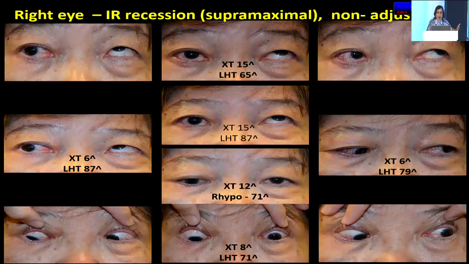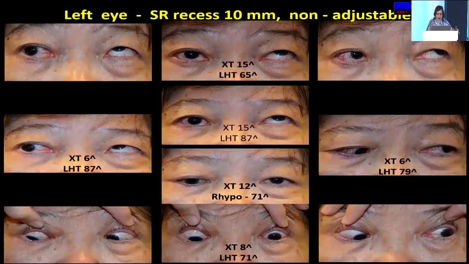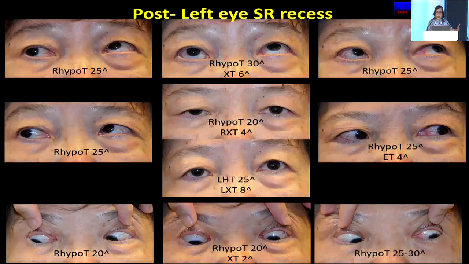Subsequently, the hypotropia went from 100 plus prisms to 70 prisms. Excyclotorsion improved, as you can see, even in the fundus photos and on measurements. So now we move to the left superior rectus. We recess that also on a non-adjustable suture. And now this is before the superior rectus recession surgery. This is after the left eye superior rectus recession.